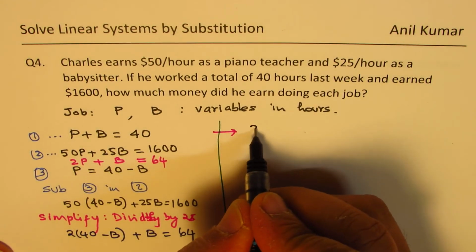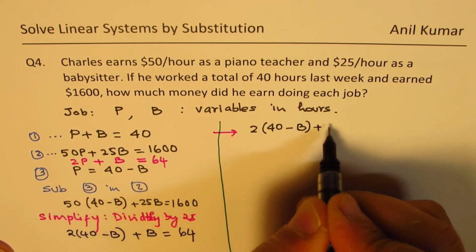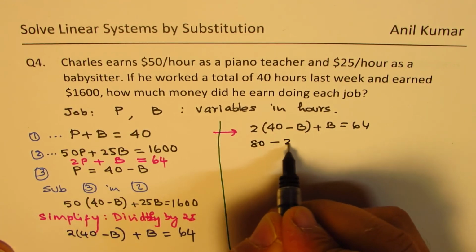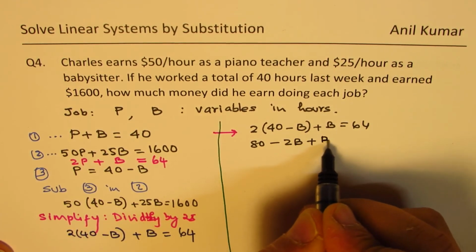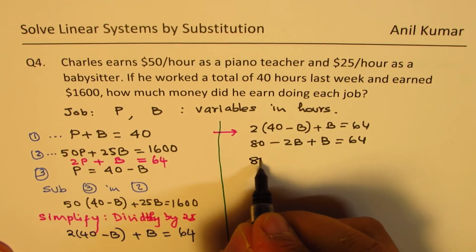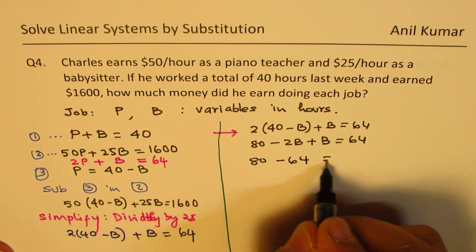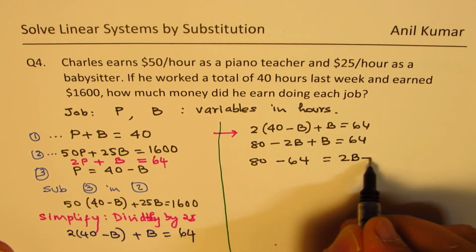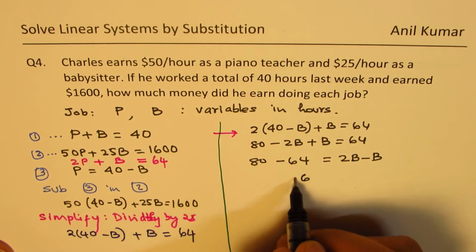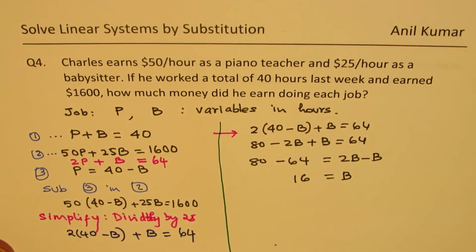So we'll open the bracket, which is 2 times 40 minus B plus B equals 64. When you open, you get 80 minus 2B plus B equals 64. So bring 64 to the left side, only because this is a negative term otherwise, right? 64 equals 2B minus B. So when you take away, 16 equals B. So the B value is 16, right?